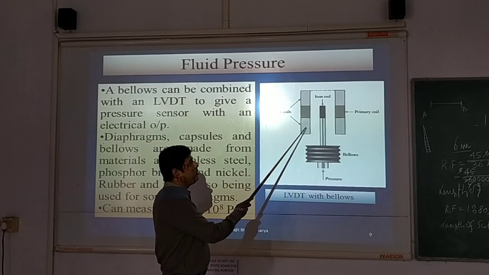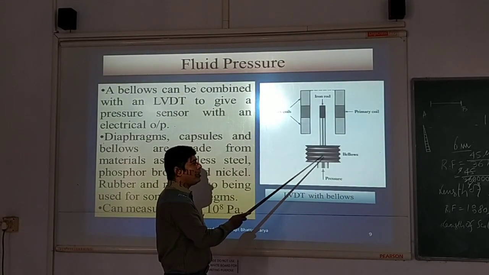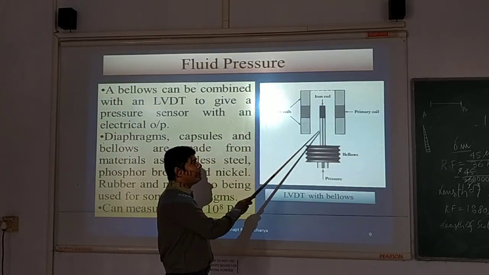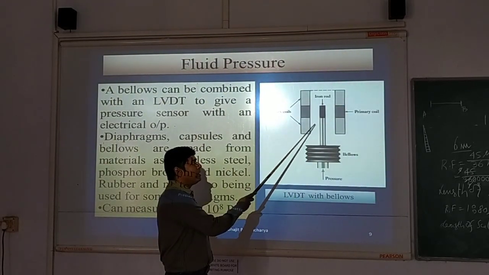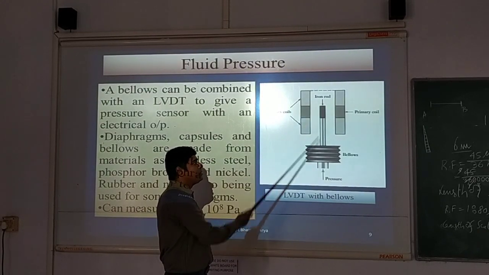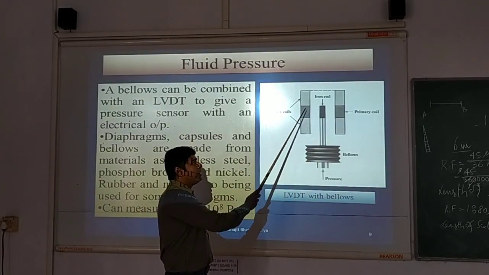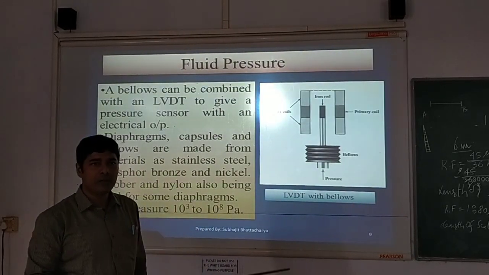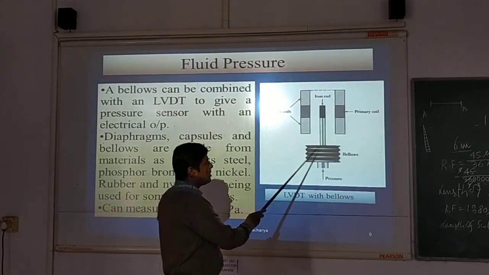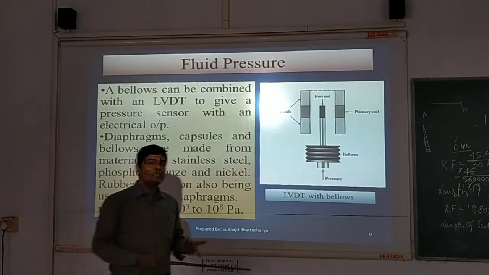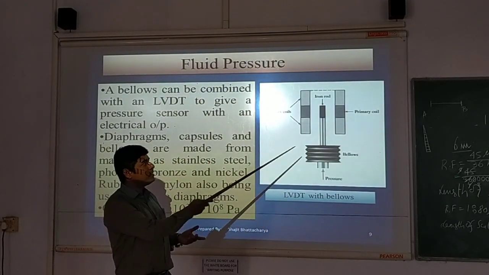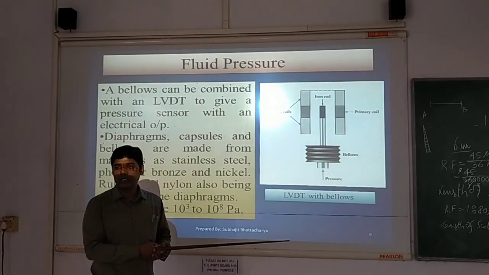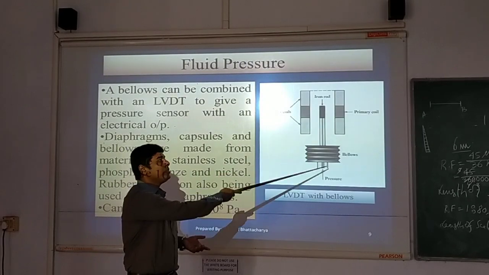You can use this bellow or a capsule, and on this you can put something. Suppose this will be the rod inside that. We have already studied the LVDT, linear variable differential transformer, so that can be used. Now we have used this for displacement measurement. However, this output voltage can be calibrated against the pressure, and then it can be used as a pressure sensor.